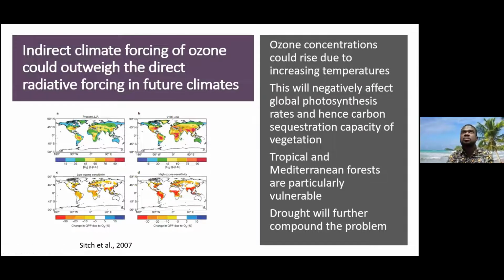I need to say that the tropical regions are responsible for the bulk of global photosynthesis and carbon capture. So if you're reducing that carbon capture in the tropics by as much as 30% due to ozone, that is a huge problem for our ability to meet global climate targets, to reach net zero, and therefore limit global warming to less than 1.5 as envisaged by the Paris Climate Accord. And tropical and Mediterranean forests are particularly vulnerable because of the high temperatures in these regions, coupled with the solar radiation, which is crucial for ozone formation. And droughts, as I've already indicated, will become more prevalent going forward and will further compound this problem.